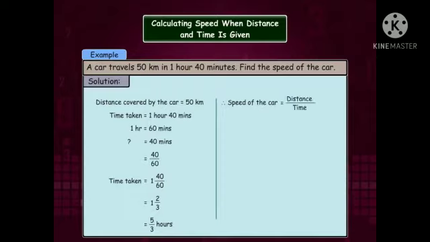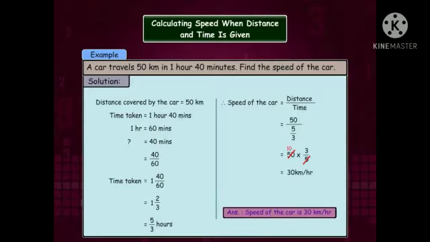Therefore, speed of the car is equal to distance upon time. Distance is 50 and time is 5 by 3. If you simplify this, 50 into 3 by 5. So, if you cancel 5 in 50, 10 times, 10 3s are 30. Speed of the car is 30 kilometers per hour.